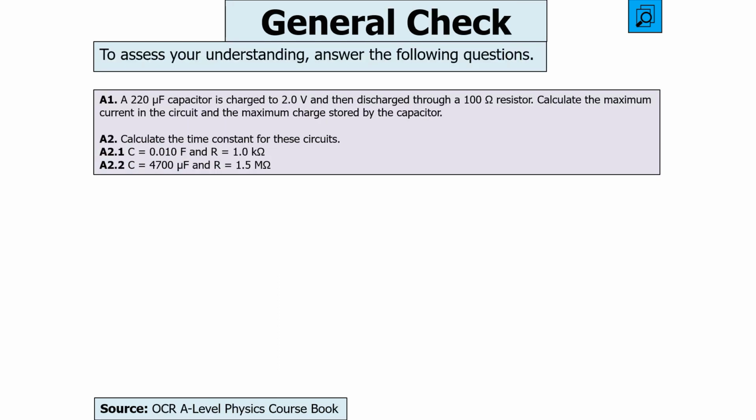The next question says, a 220 microfarad capacitor is charged at 2.0 volts, then discharged through a 100 ohm resistor. Calculate the maximum current in the circuit and the maximum charge stored by the capacitor. Then calculate the time constants for these circuits. C equals 0.010 farads and R equals 1.0 kilo ohms, and then capacitance is equal to 4,700 microfarads and resistance is equal to 1.5 mega ohms. So pause the video now, then unpause the video when you want to go through your answer.